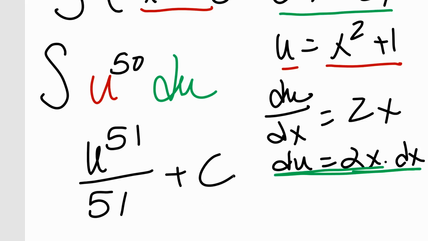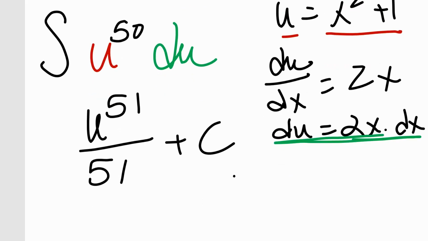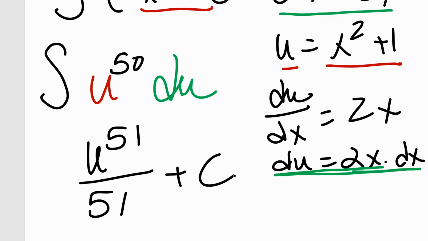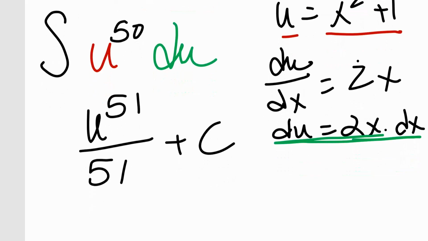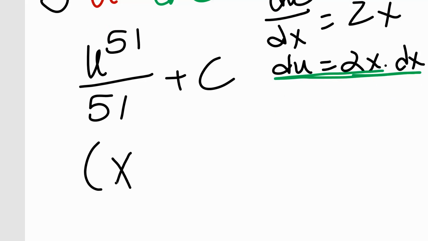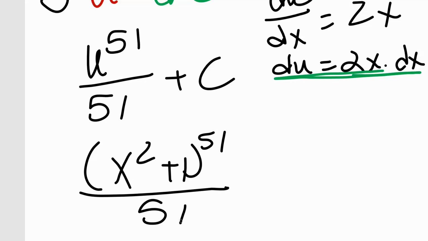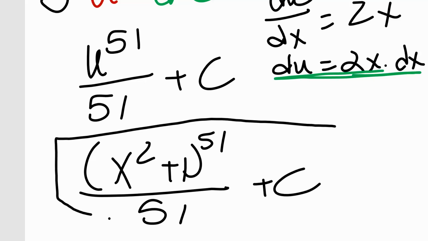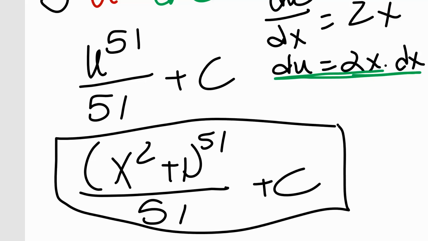Now, my problem started with x's, so I want to finish with x's. I need to remember what u is. Remember, u, up over here, is x squared plus 1. So this is going to become x squared plus 1 to the 51st all over 51 plus c. That's what I'm looking for. That's the final answer. That is the integral of x squared plus 1 to the 50th times 2x dx.